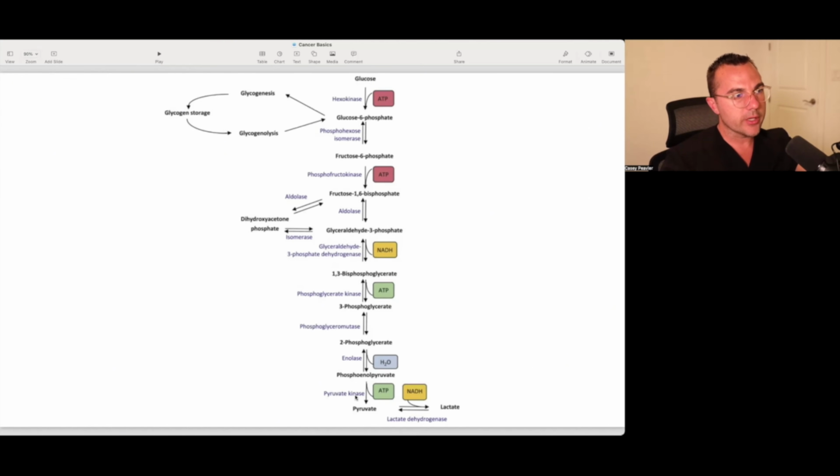And the end product of this is pyruvate, and pyruvate under normal conditions would get into the mitochondria and then go through the TCA cycle and the electron transport chain. However, if it is not getting into the mitochondria for whatever reason, and it's not going to get broken down by the mitochondria, then pyruvate could also be converted into lactate. Here's the lactate dehydrogenase enzyme it talks about, LDH.